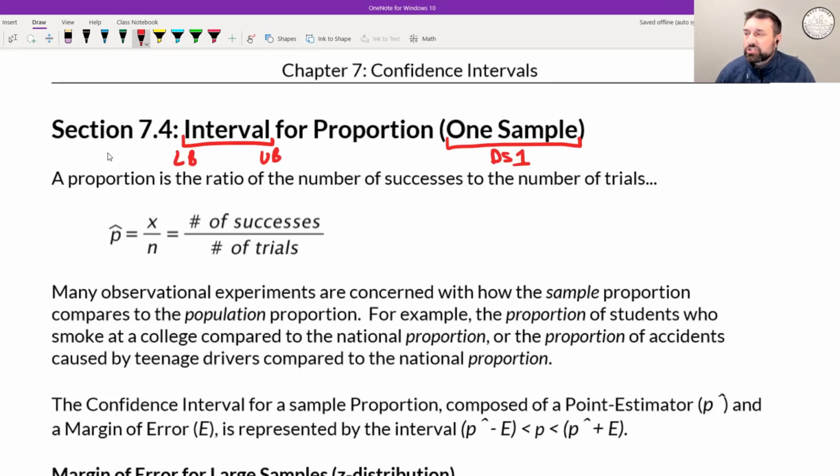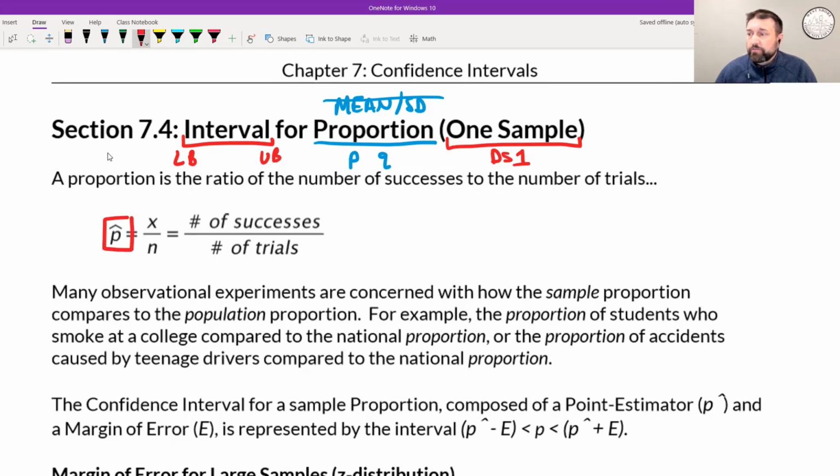But here is the change. Instead of working with the mean and standard deviation of a data set, we are now working with a proportion, or you could almost think of it like a probability. We're going to be working with P's and Q's, the probability or the proportion of success and the probability or the proportion of failure. And so this is something that should be a little bit familiar.